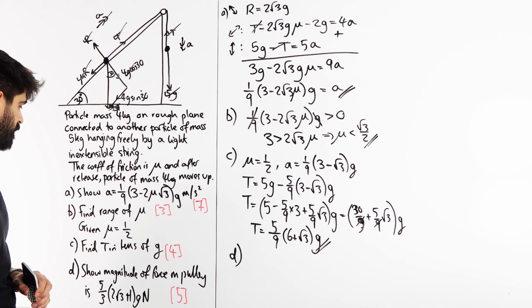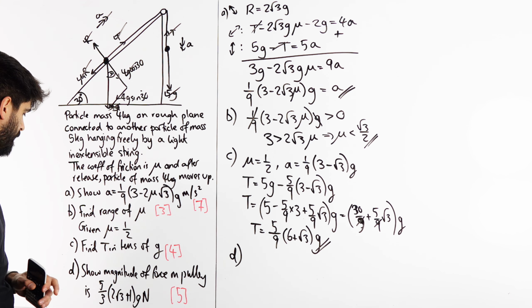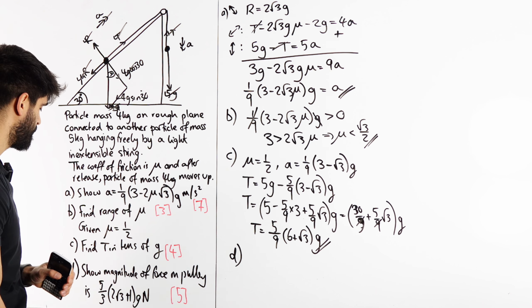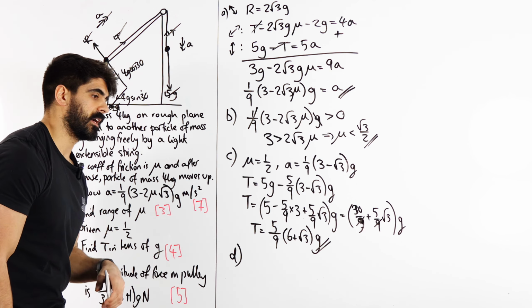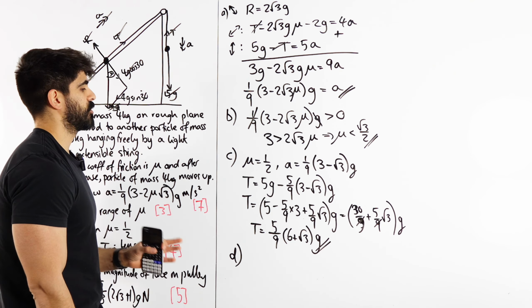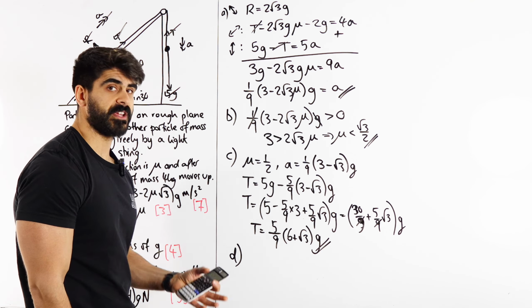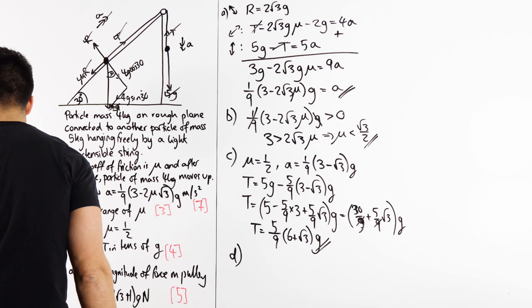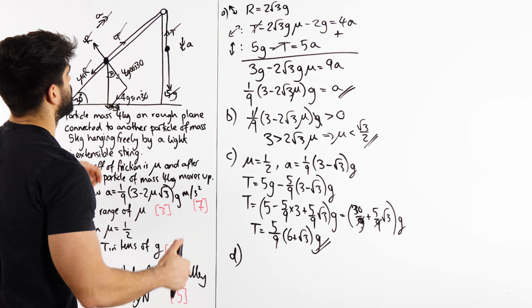Show the magnitude of the force on the pulley is 5/9. So show the magnitude of the force exerted on the pulley is this. Now, we can do this in many ways, but I'm going to show you guys a derivation, which I recommend you remember for the exam. So, what's going on in the pulley?